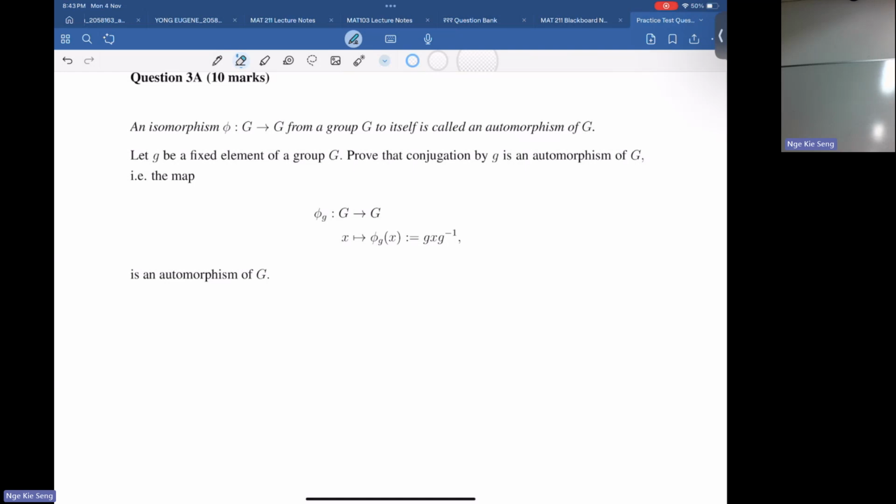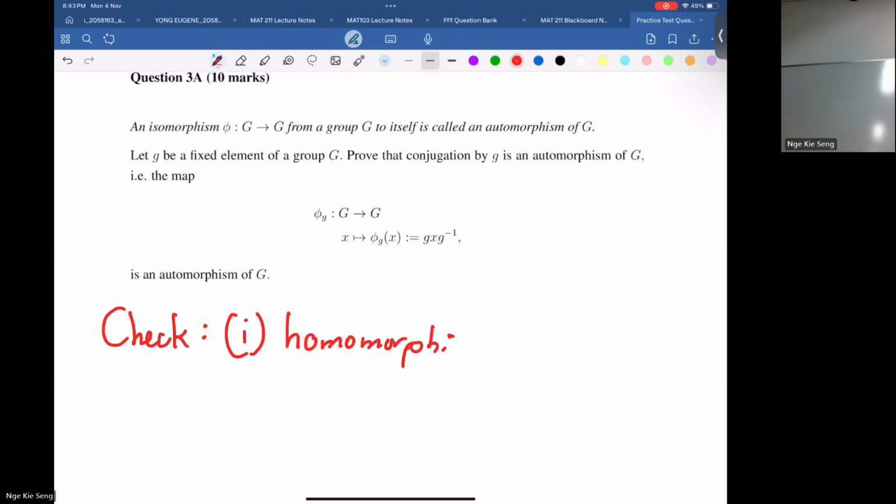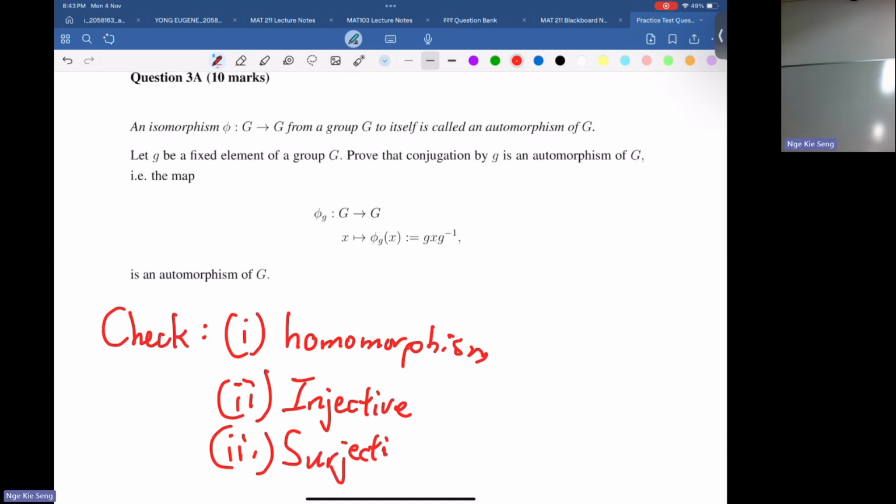What's an automorphism? A morphism to itself, and in particular it is a homomorphism, and then it is an isomorphism. So there are a few things you need to check. Homomorphism and then isomorphism. Isomorphism has how many things to check? Bijection, good. So you check homomorphism, and then you check injectivity and surjectivity. So these are the things you check.